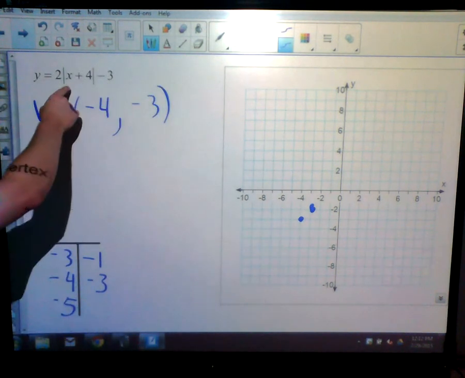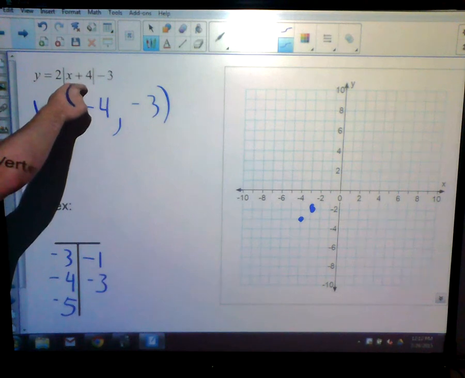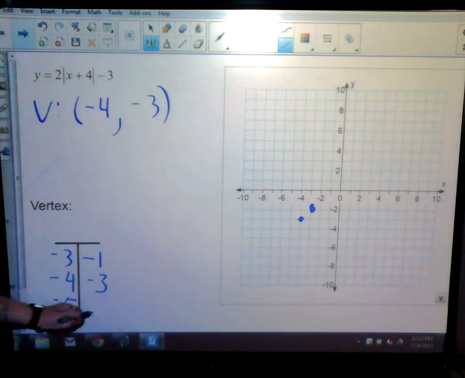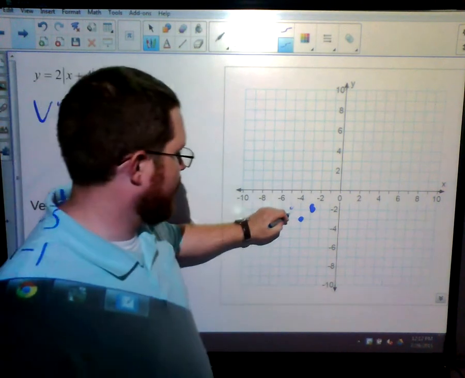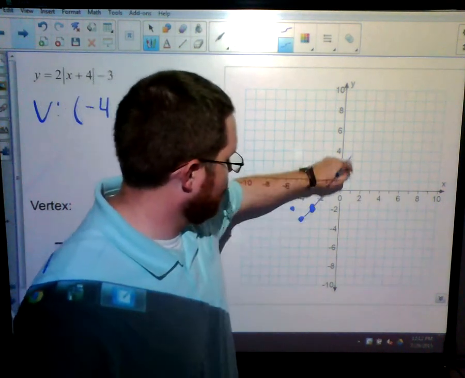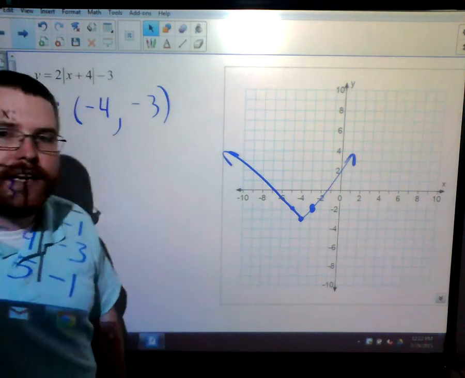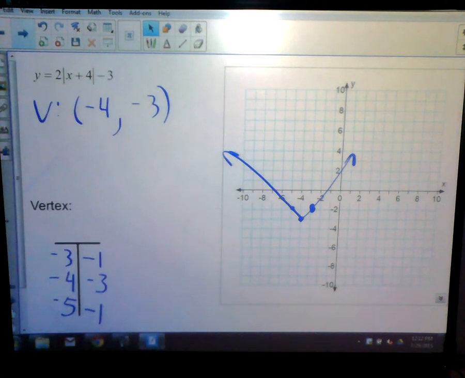Plug in negative 5. Negative 5 plus 4 is negative 1. Absolute value is 1. Times 2 is 2. 2 minus 3 is negative 1. Negative 5, negative 1. Draw your v. And it's that easy. On a quiz or test, I'm going to look for the vertex, I'm going to look for your other points.